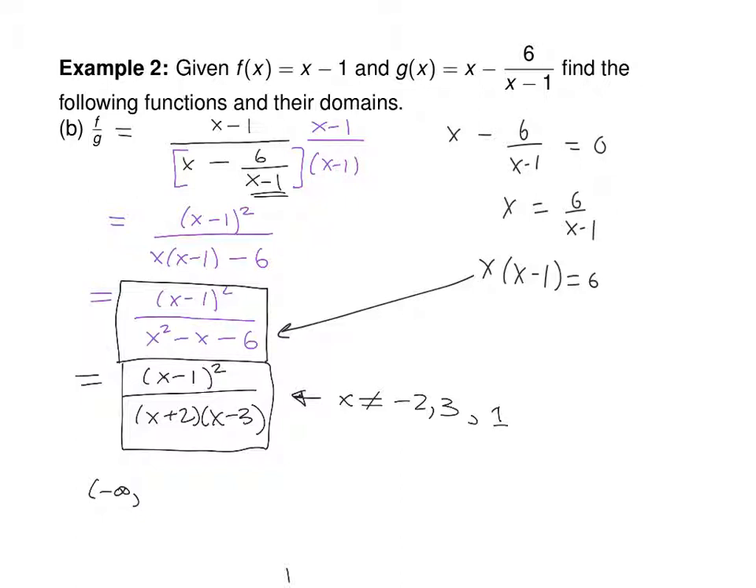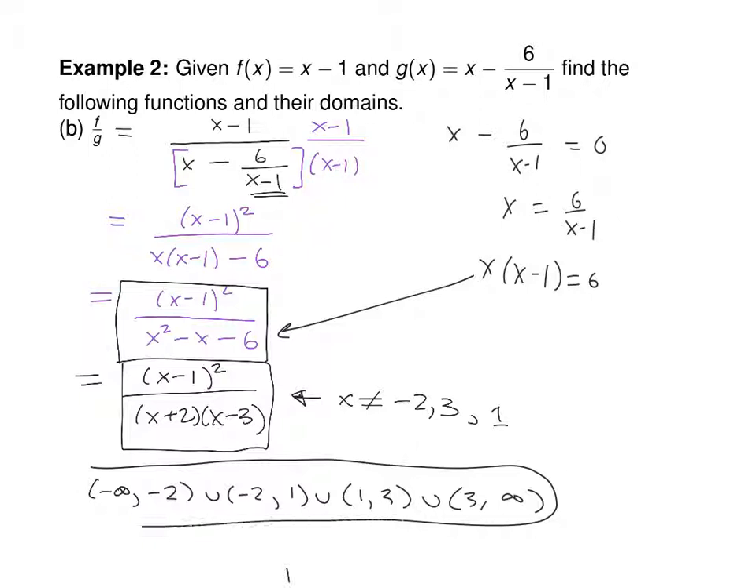Okay, minus infinity to -2, parenthesis, union -2, who's next? To 1. To 1, 1 to 3. And then 3 to infinity.